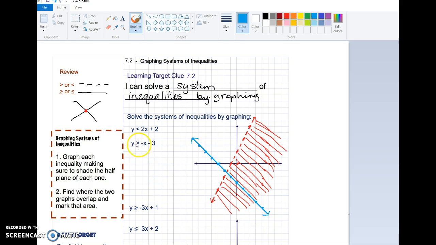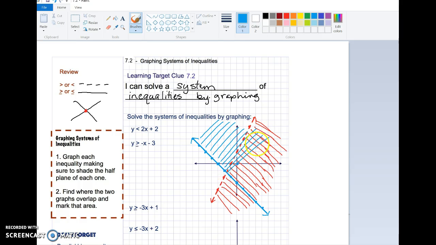So it's y is greater than, so I think it's going to be shaded above, but I'm going to double check my point 0, 0. If I put 0 in for x and 0 in for y, I get 0 is greater than or equal to negative 3, which is a true statement, which means that the section where the 0, 0 is above this line is the solution set. So now I'm going to go ahead and shade above this line.